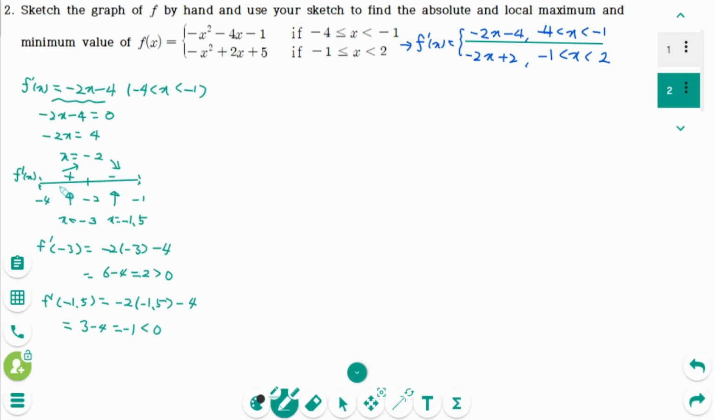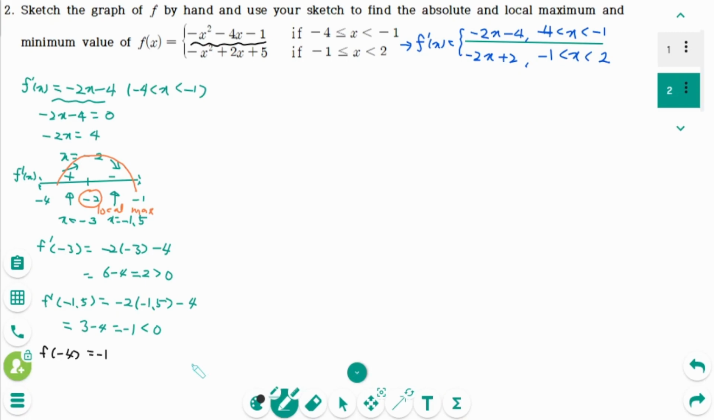The curve is like this. Then local maximum at x equals minus 2. Use this. f(minus 4) equals minus 1.